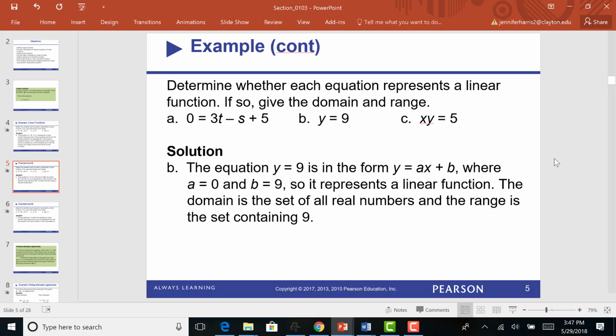The third, so again, you can't have variables on the bottom, can't have exponents, and you must be able to get one variable by itself.